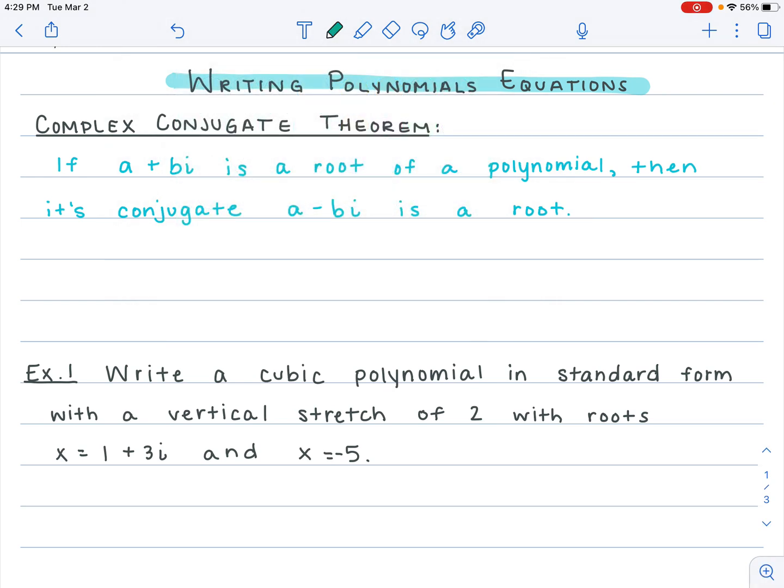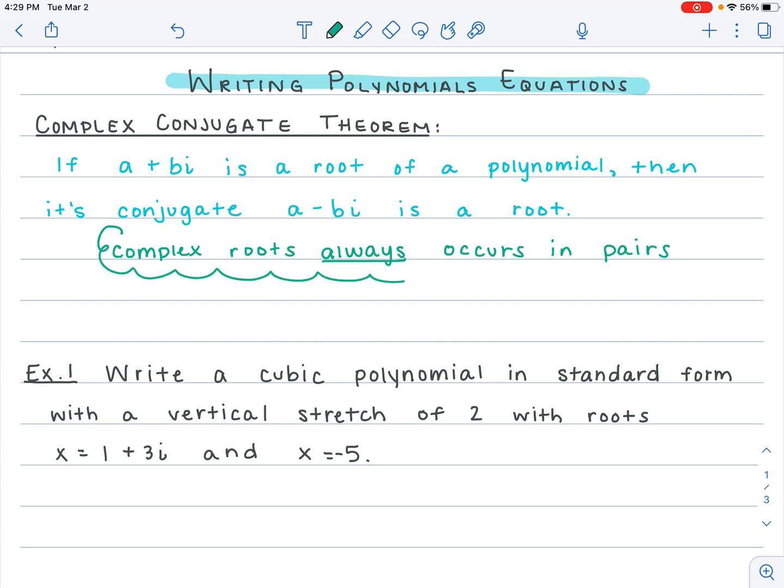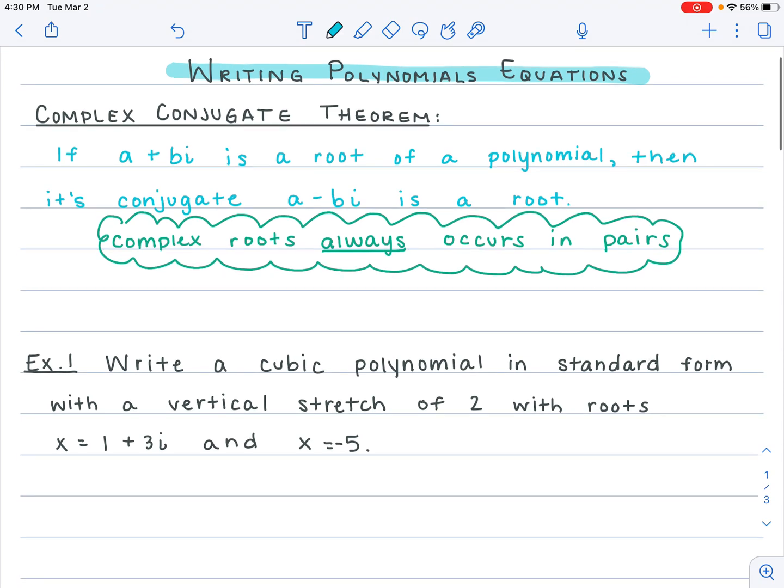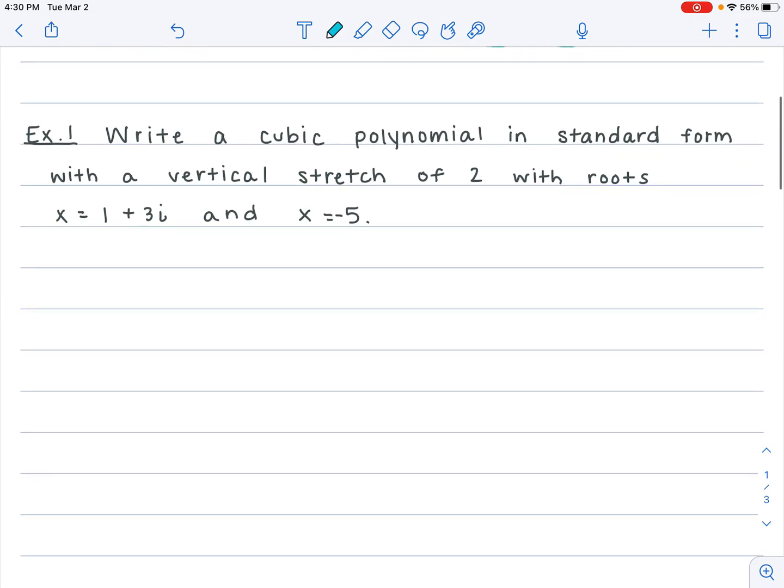And the reason this is because complex roots always occur in pairs. So if you know you have one complex solution, you actually have two, because they have to come in sets of two. All right, so that's the complex conjugate theorem. We're going to utilize that when we are given roots.